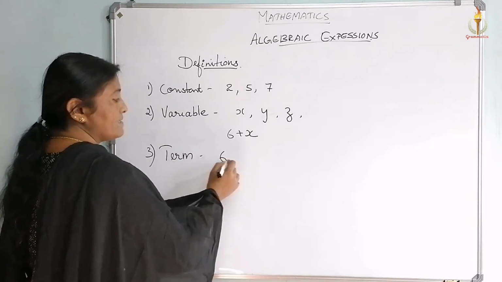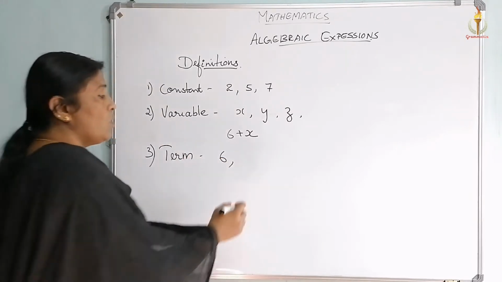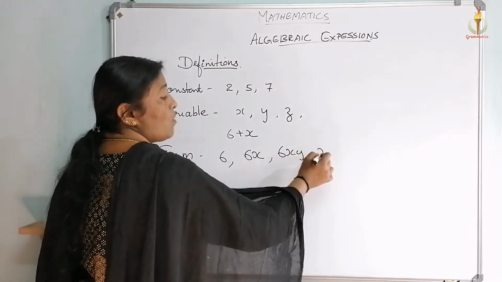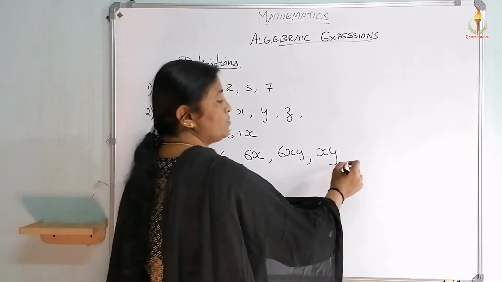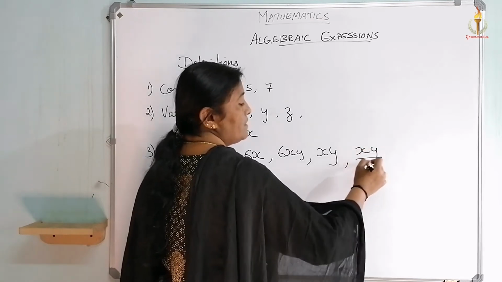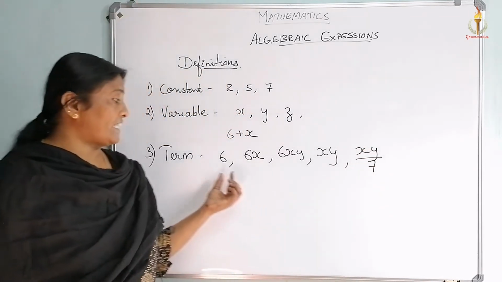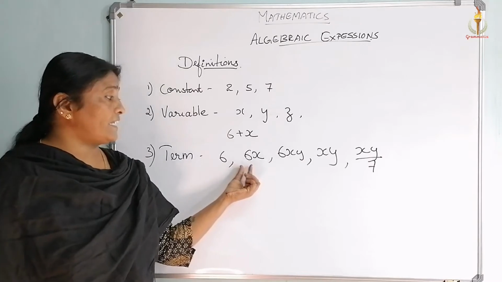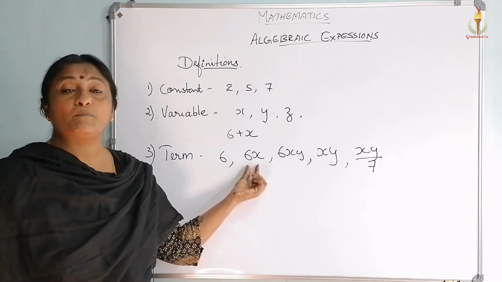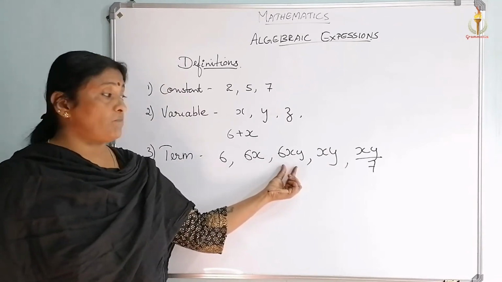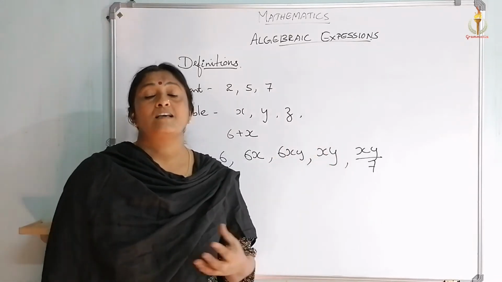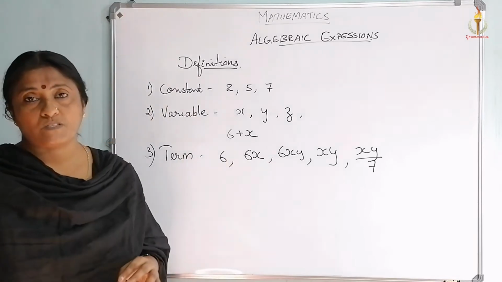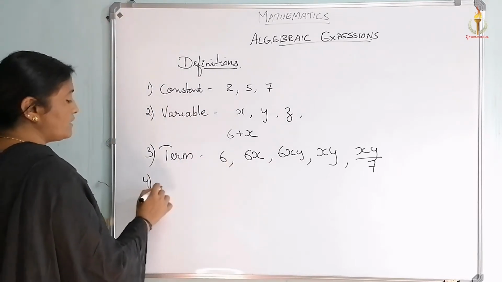For example, it can be x, 6 is a term, or you can write 6x, it is again a term, or you can write 6xy, it is a term, or you can use xy, it is a term, or you can use xy by 7. These are all terms. It can be a number, it can be a group of letters, it can be a combination of a number and a letter. Here 6x means it is multiplication, 6 into x. Here also same thing, here it is division. So letters and numbers joined by multiplication or division are called terms. Now the next thing we are going to study is the arithmetic expression.